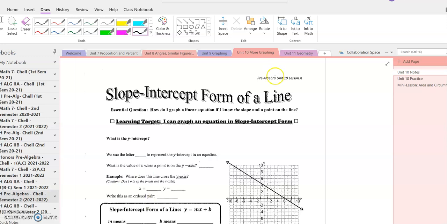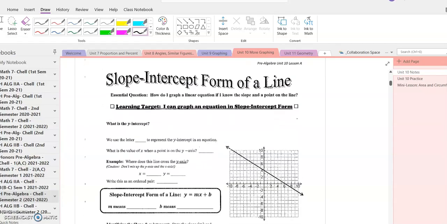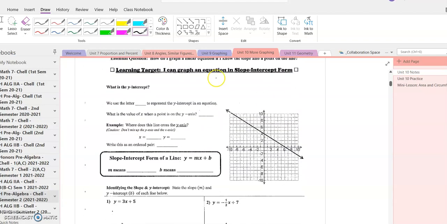Today we're going to be kicking off Unit 10 with our first lesson over slope-intercept form of a line. One of our learning targets is I can graph an equation in slope-intercept form. With this first part, we're just going to talk about what slope-intercept form is, what it looks like, and what it's made of.